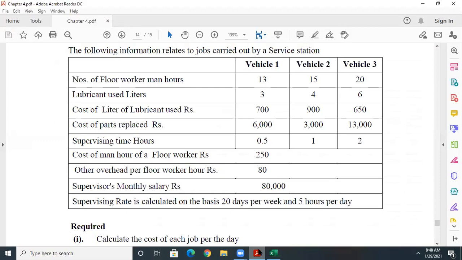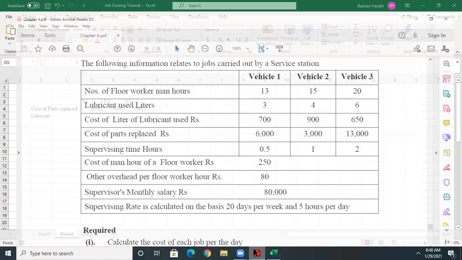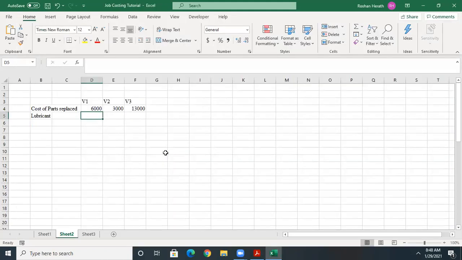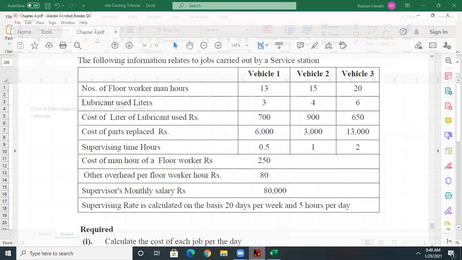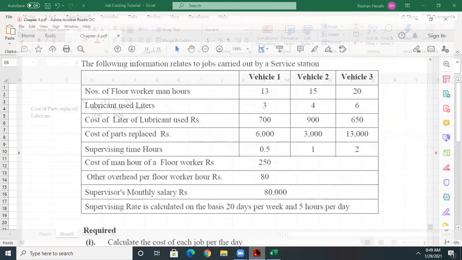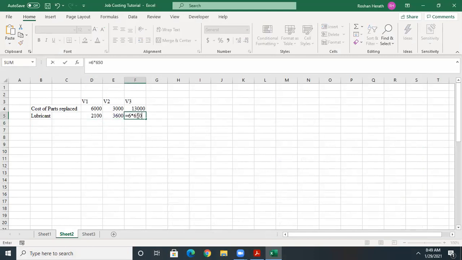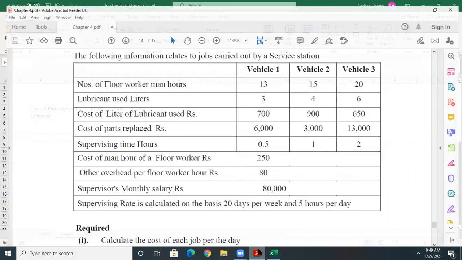Then you need to consider lubricant, which is a key component, so you can directly identify that as direct material. So for the first one, it takes 3 liters and it costs rupees 700 per liter. For the second vehicle, it takes 4 liters and the cost per liter is 900, a different kind of lubricant, 4 into 900. And the next one, vehicle number 3, takes 6 liters at 650 each, 6 into 650. Okay, that is about the direct cost.